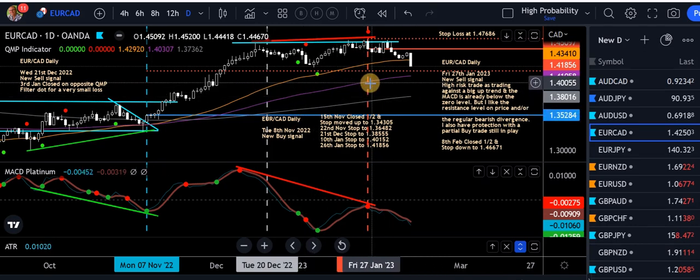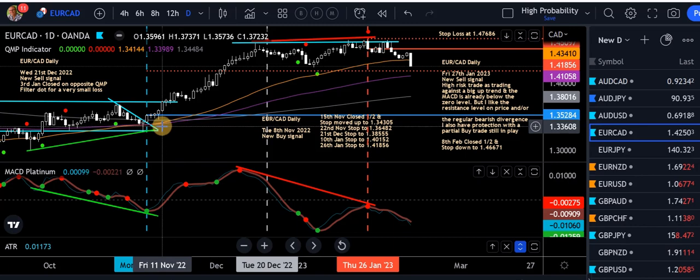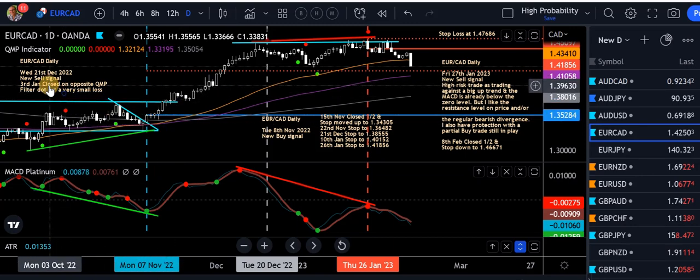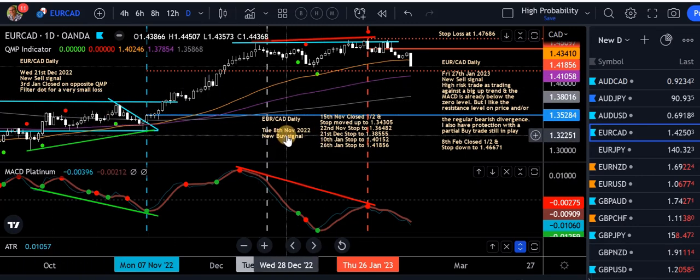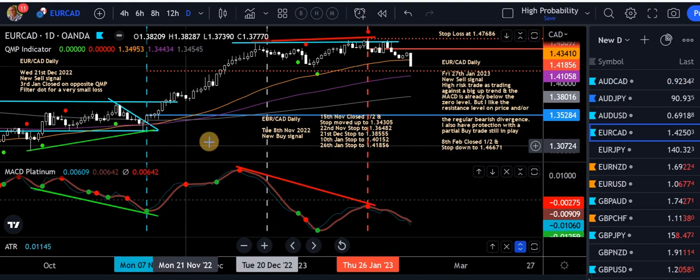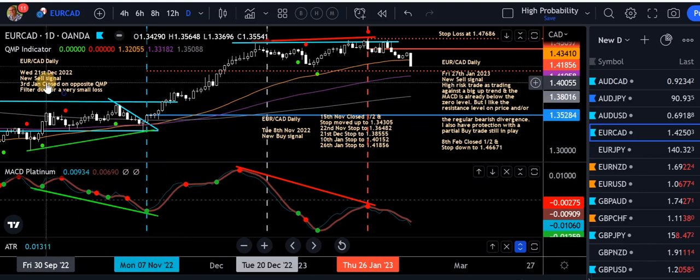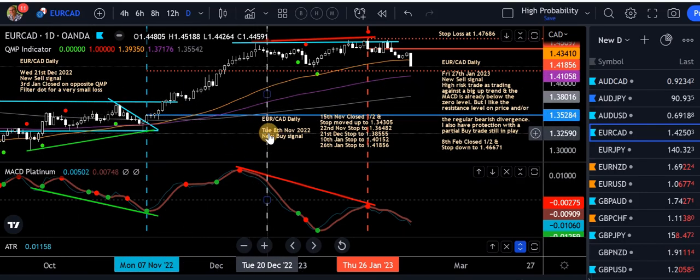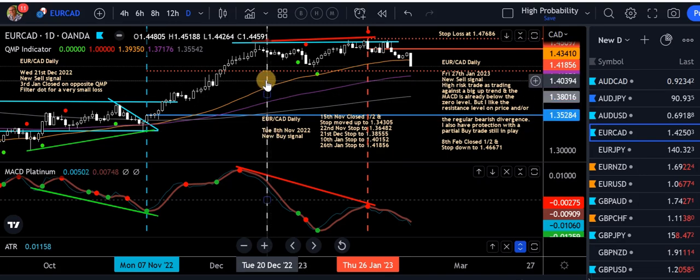All right, we're in a sell, which is good. We're still in a buy from back here, 8th of November. I did take a sell. Where did I take that sell? 21st of December. Where was that? In here somewhere? Yeah, I took a sell in here.